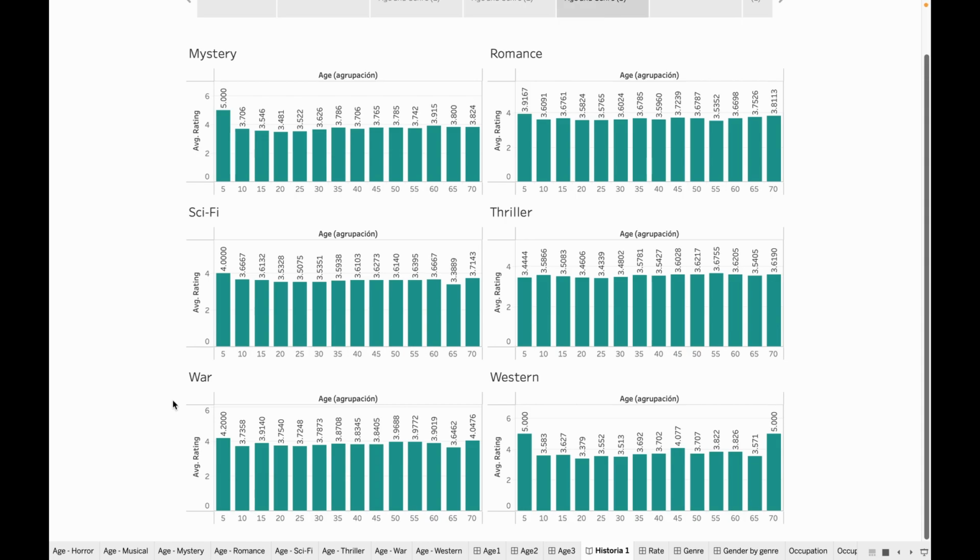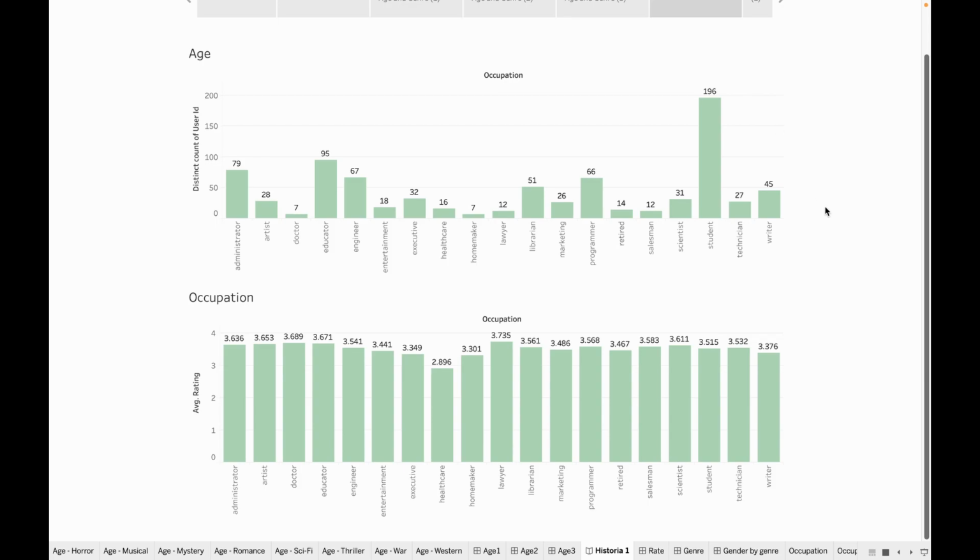Finally, we are going to study the occupations of the people that rate. Here in this plot, we can see all of the occupations the dataset has, and the amount of people involved in each occupation. Then in this other plot, we have the average rate each occupation gave, and we can see that lawyer is the highest one, and healthcare sector is the lowest one.